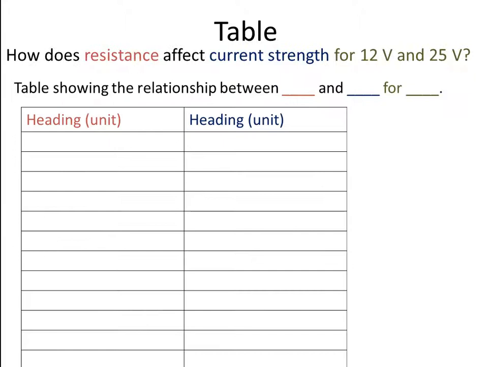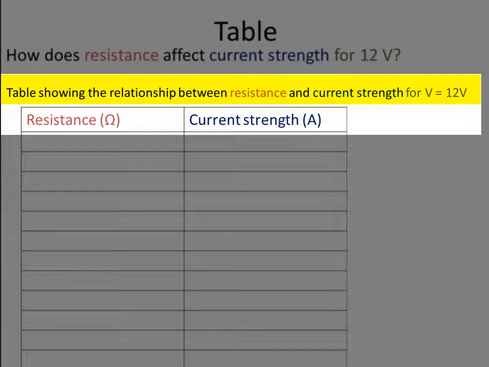Then we need a table into which we can put our data. What should the heading of the table be? Table showing the relationship between what and what, for what context? And what should we have as our headings and our units? In the table columns. Table showing the relationship between resistance and current strength for 12 volt. That will be our first table, and then we'll have the same for 25 volt. And we have resistance measured in ohms, current strength measured in amperes.